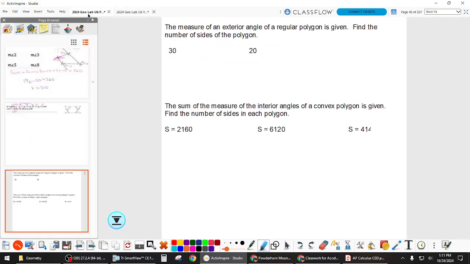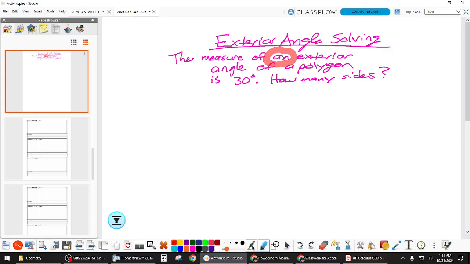By the way, I forgot to write the word regular, so let's add that word. Otherwise, this isn't going to work. Just stick it in there so that we know this polygon is regular. Okay, so the keywords telling us which formula to get are one angle and exterior.